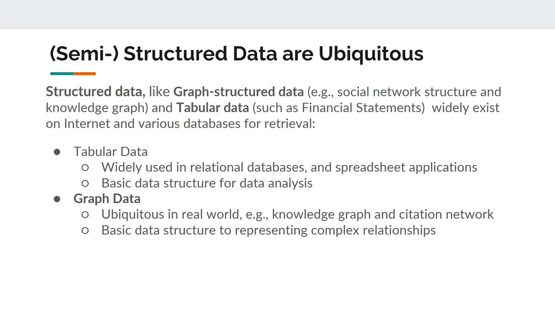Citation networks are another example. They are a type of graph structured data that represent the citation relationships between publications. They are used extensively in bibliometrics and scientometrics to analyze the impact and the dissemination of scientific research.